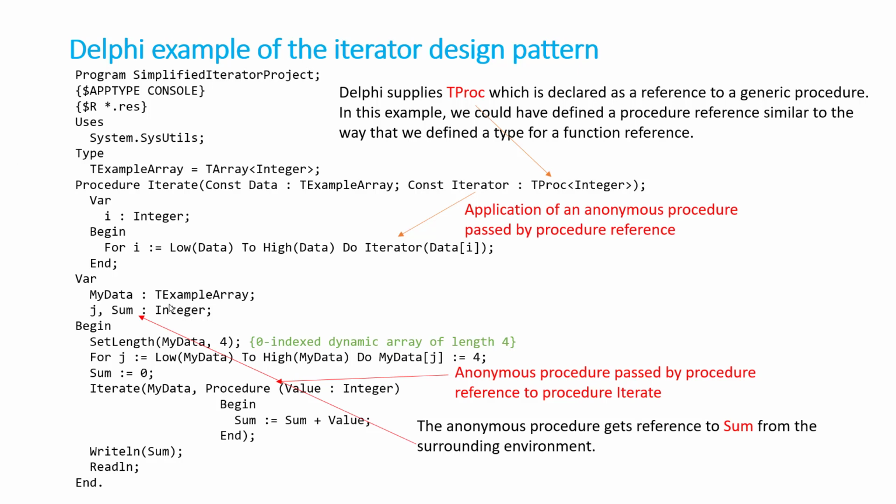So we need a variable, myData of type TExampleArray, and we need to create this array when the program executes by using the SetLength standard procedure. The block of memory address is assigned to the variable supplied as the first parameter, and then the size of the array is specified with the second parameter. So this dynamic array myData will be allocated 4 elements, with each element being of type integer.